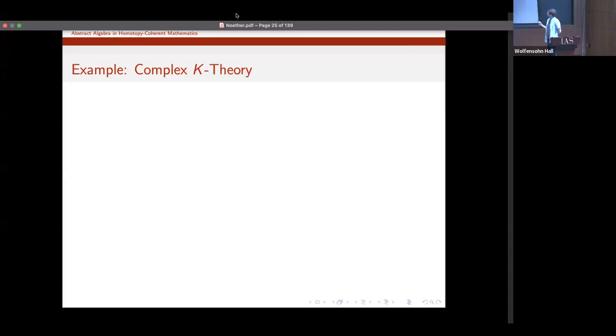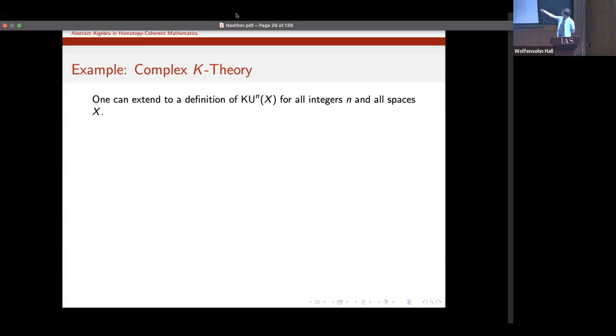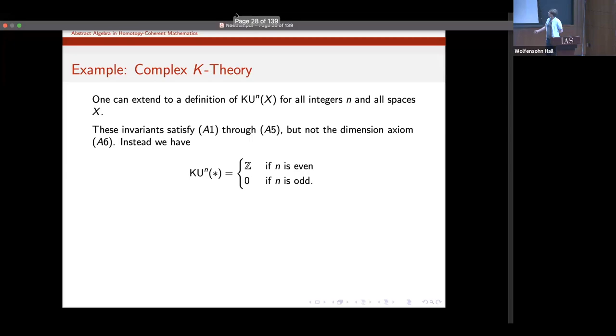So you can extend this definition KU0 of X to one of these cohomology theories. You can define more generally KUn of X for every integer n and all spaces X in such a way that it satisfies that list of axioms that I gave you earlier, except of course for the dimension axiom, A6. What are the complex K groups of a point? Well, what those turn out to be is a copy of the integers in every even degree and zero in every odd degree. The fact that these groups are periodic with period two, that's the content of the Bott periodicity theorem.